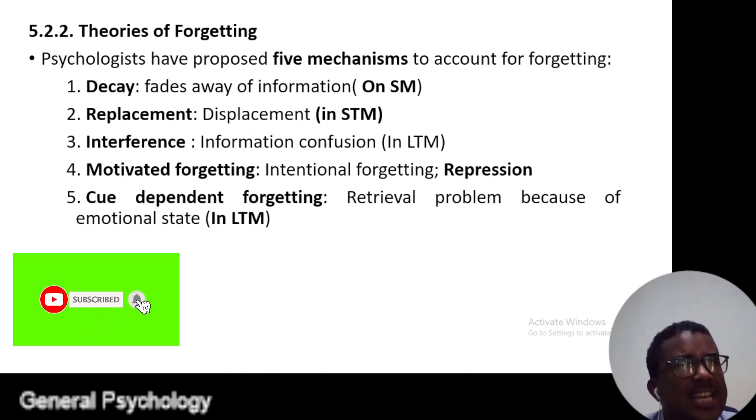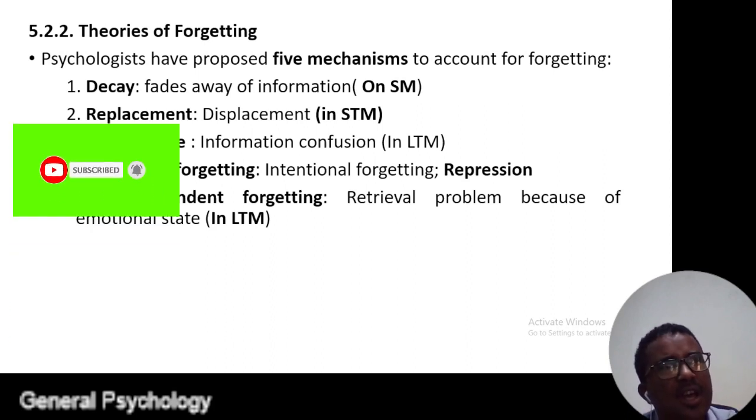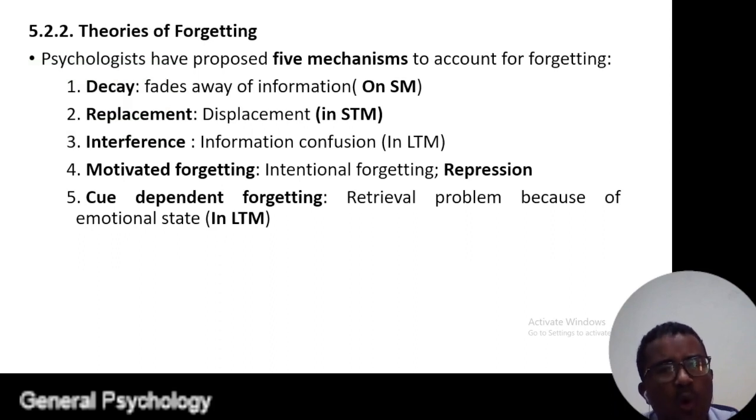The first one is decay. Decay means information will fade away because of different factors. Especially, decay is very common in sensory memory. The second factor is replacement. Replacement means displacement of information. The new information will displace the old one. This is also common in the short-term memory.